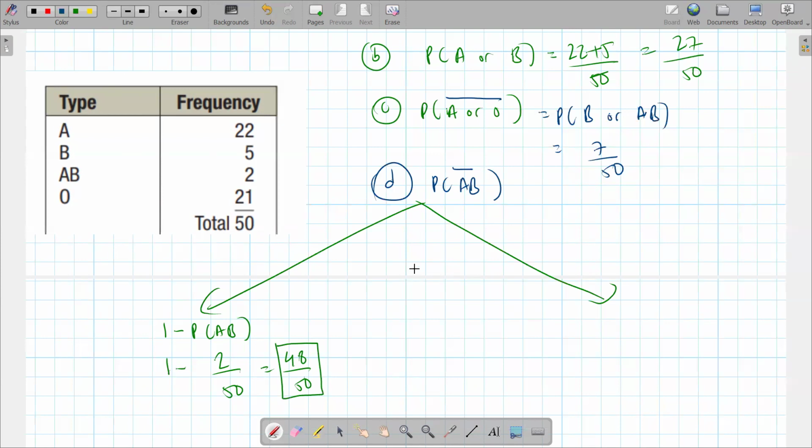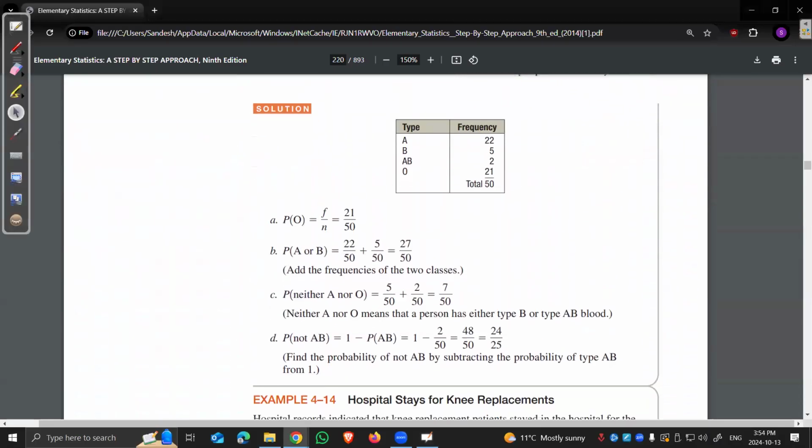The second way is just by looking at the table. Well, we want no AB, so I don't want this. That means I want A, I want B, and I want O. So 22 plus 5 plus 21 over 50. So that also adds up to 48 over 50. Those are the two ways of doing a complement event question. You either add up everything else, or you find what you're looking for and then subtract it from 1. That one is not terribly difficult.